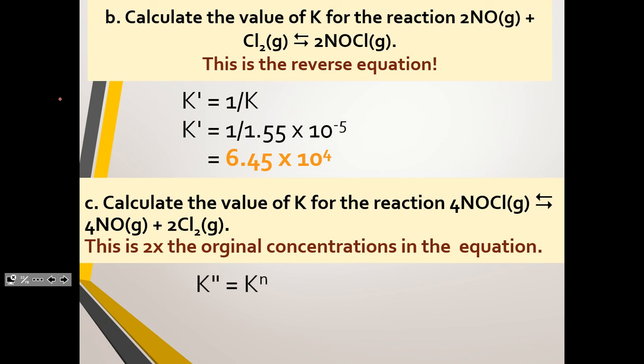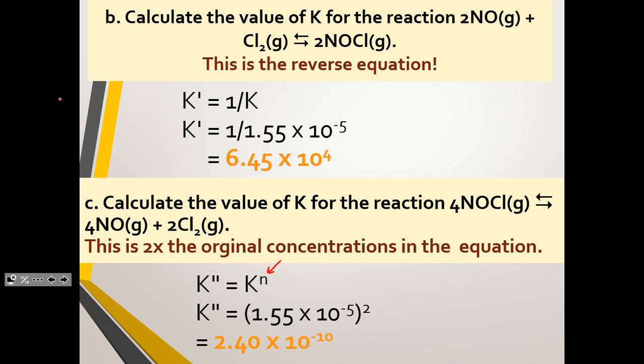Part C, calculate the value of K for this reaction. What we notice is that this is double the original equation. So let's call this K double prime. If it's doubled, we raise everything to the power of that multiplier. So 1.55 times 10 to the negative fifth squared gives us a value of 2.40 times 10 to the negative 10.